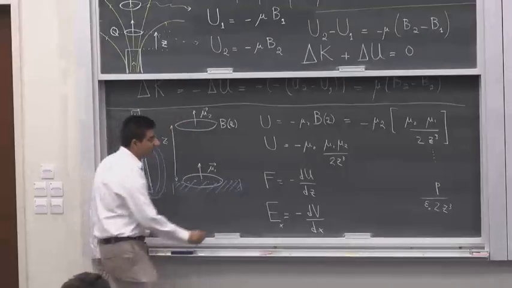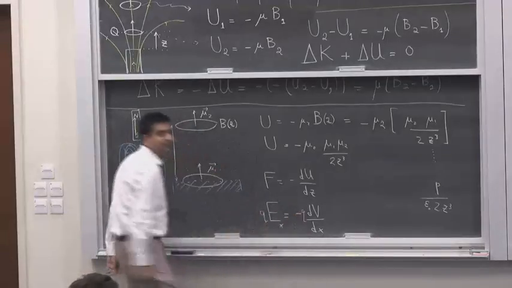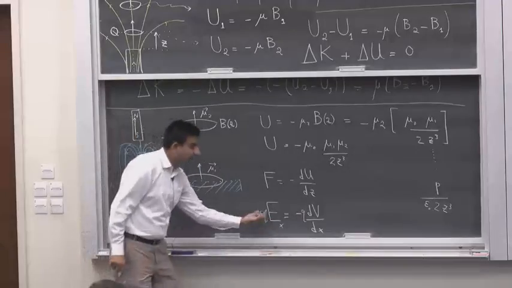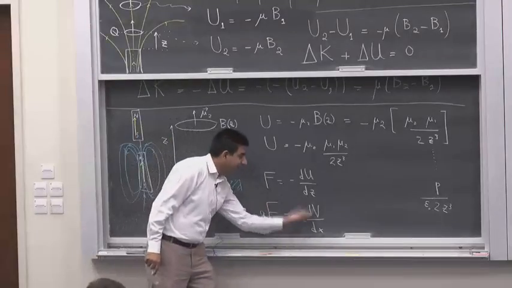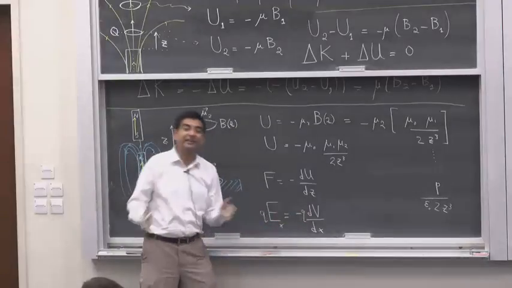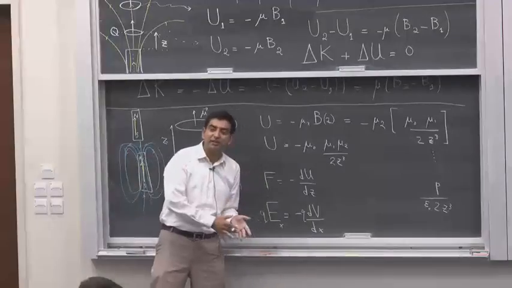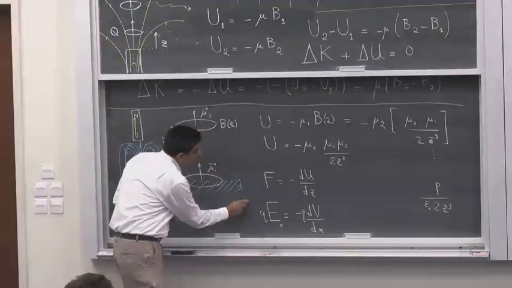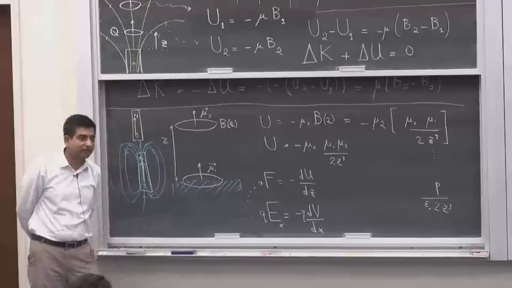If I multiply both sides with charge Q, then this is the force on a charge equals minus the potential energy's gradient. So the electric field is really the gradient of the potential, and electric forces are gradients of the potential energy. So exactly the analogous situation applies to this particular case of a dipole placed inside a magnetic field.